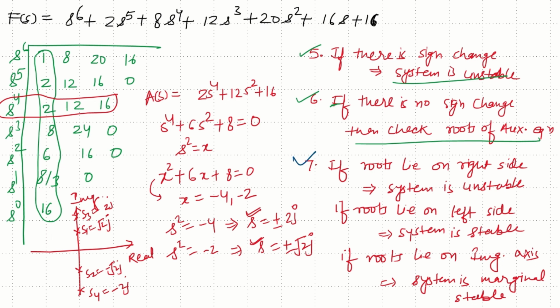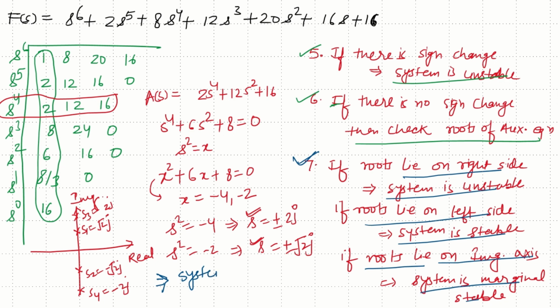So this is the condition: if the roots lie on the right side of the s plane, the system is unstable. If roots lie on the left side, the system is stable. And if roots of the auxiliary equation lie on the imaginary axis, then we will say the system is marginally stable. Hence finally we can say that this system is marginally stable. So this is how we can solve these cases of the Routh-Hurwitz criteria. Thank you.